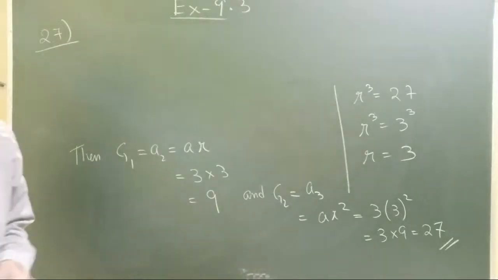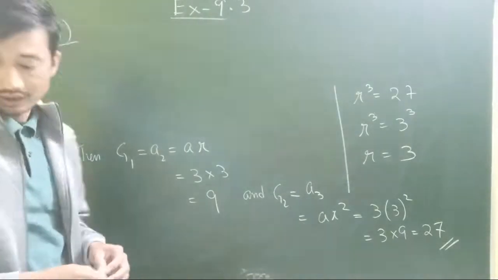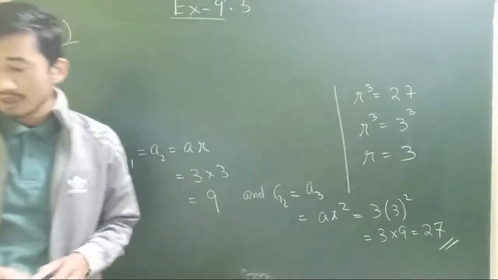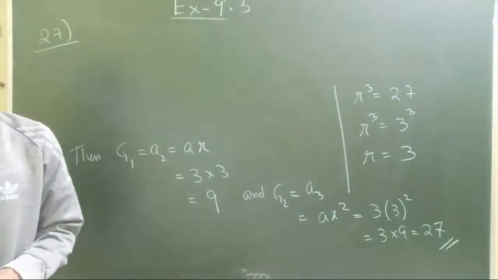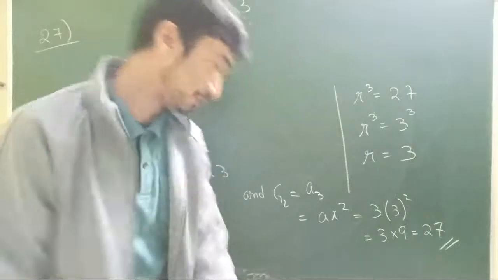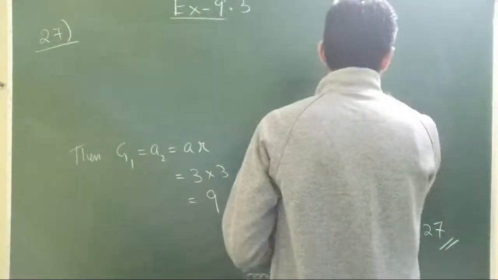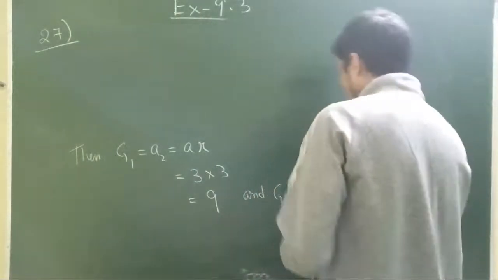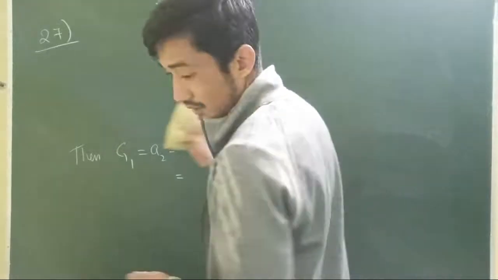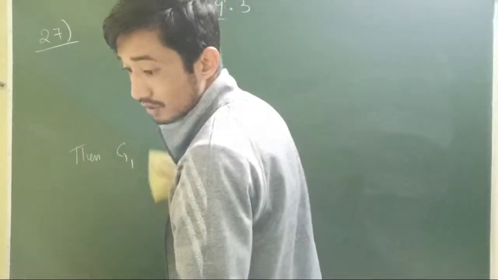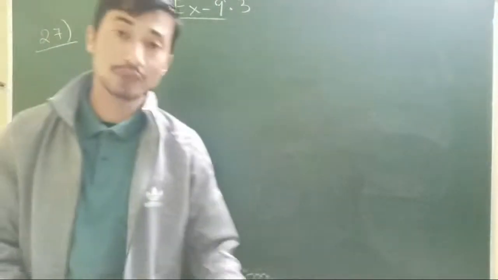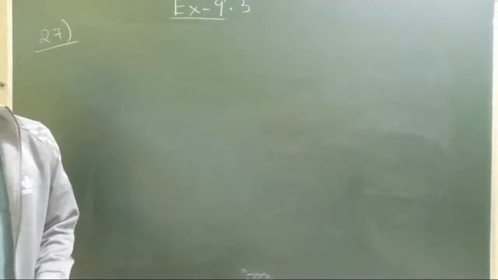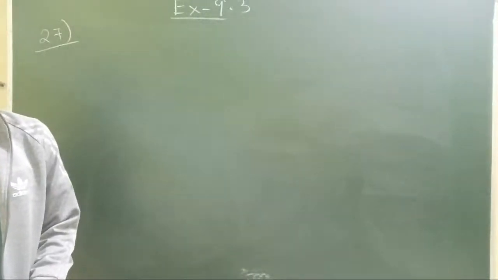Find the value of n so that the given term may be the geometric mean between A and B. Find the value of n so that the term that is given to us, a power n plus 1 plus b power n plus 1 divided by a power n plus b power n, is the geometric mean between A and B. Actually, what is the geometric mean between A and B?